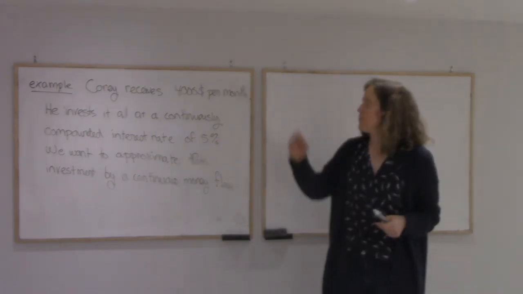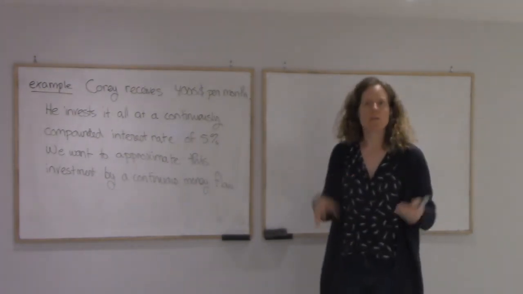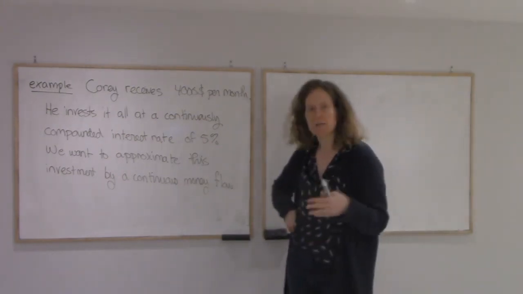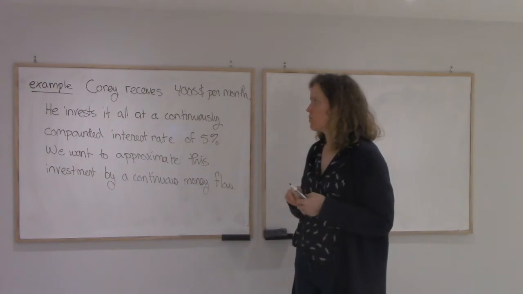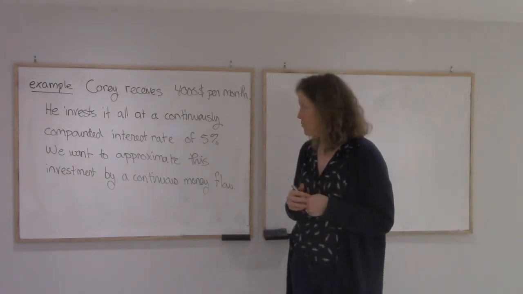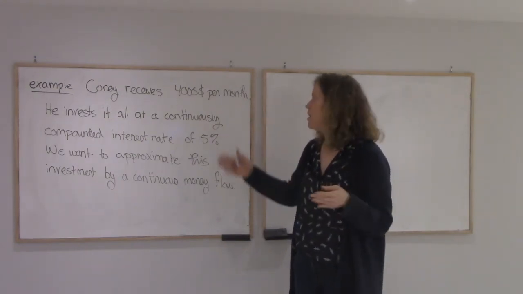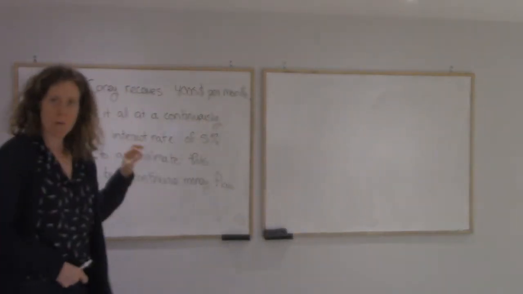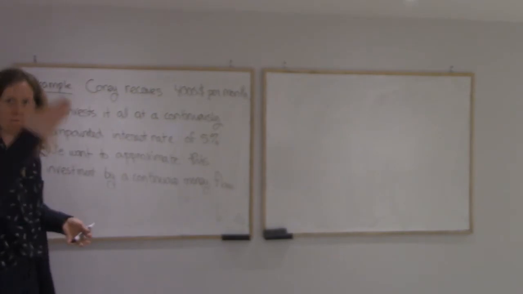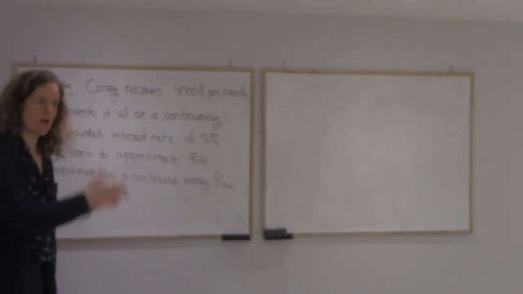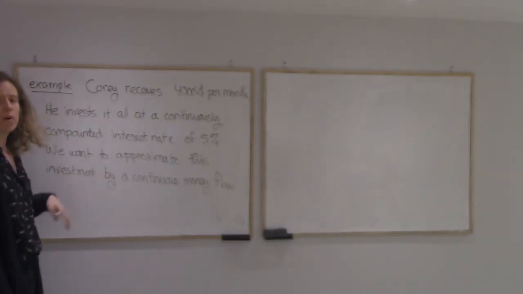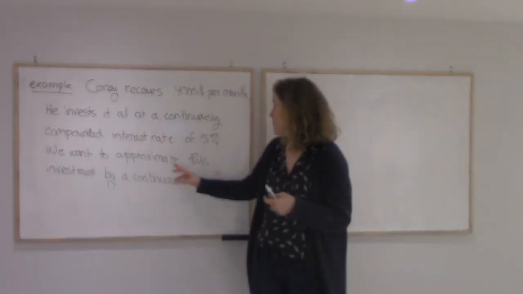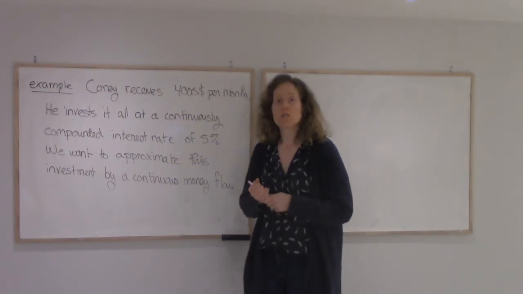In this final example, we'll be looking at somebody that gets money regularly. Not continuously, but regularly. Let's say that Corey has some apartments and he gets $4,000 per month in rent from tenants. He invested it all at a continuously compounded interest rate of 5%. This is not a money flow because he's getting money at a specific time, not continuously. But what we want to do is use a money flow to approximate this investment. So first question.